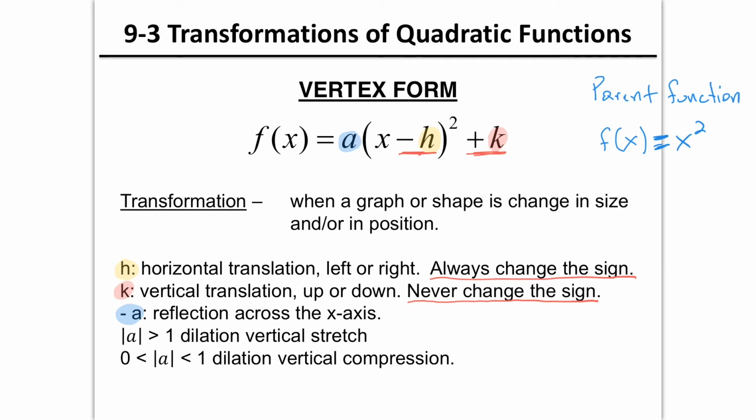If the absolute value of a is between 0 and 1, not equal to 0, not equal to 1, just between 0 and 1, it can be a decimal, it can be a fraction, we say that's a dilation, a vertical compression. Like I said, you won't hear me say dilation, but vertical means up and down, and compression means that you push. You actually compress.